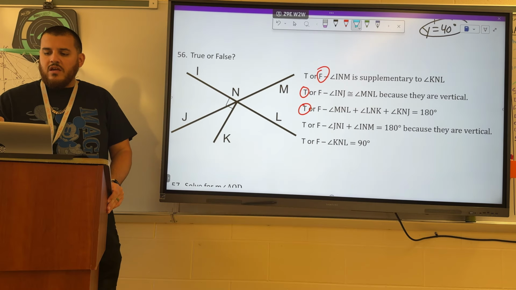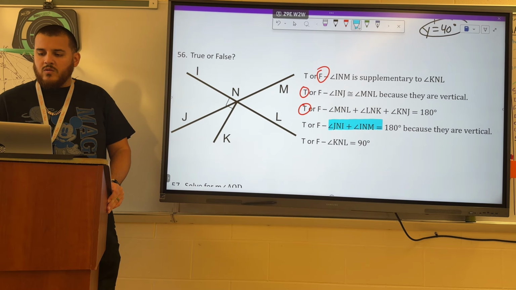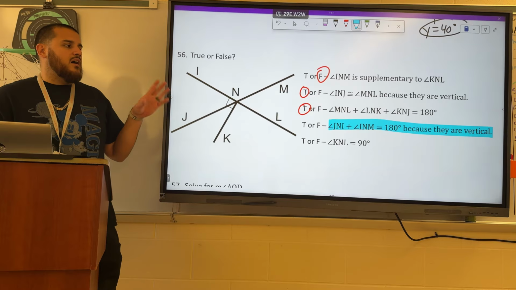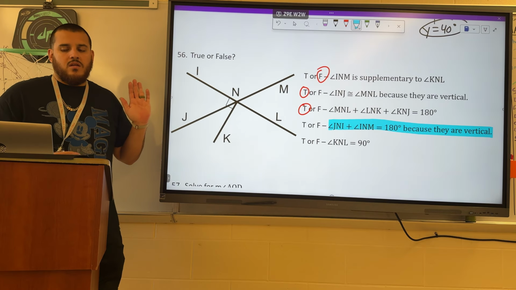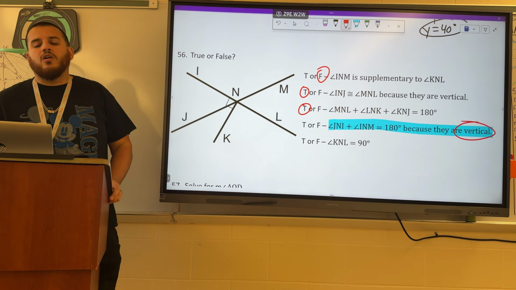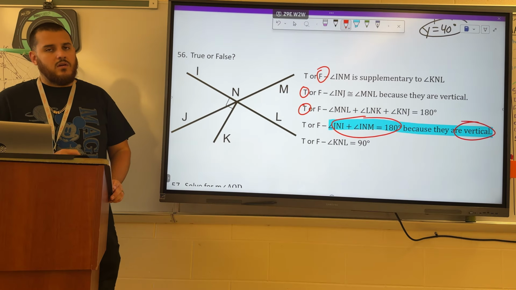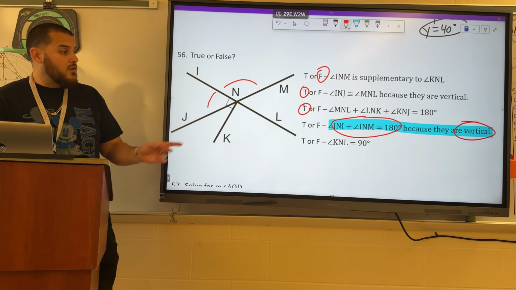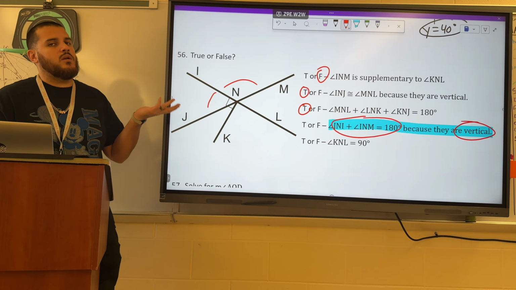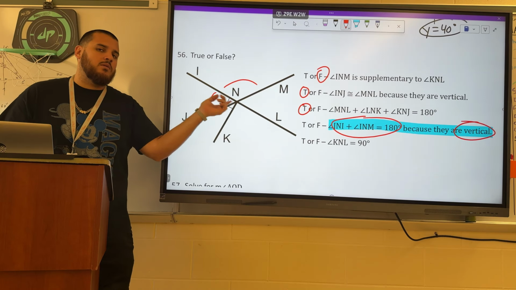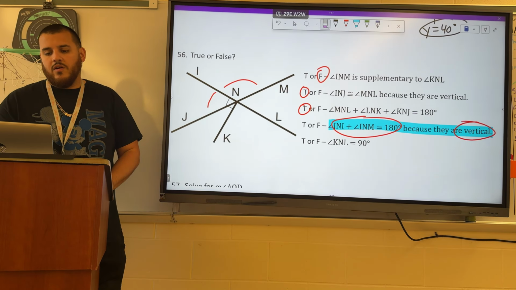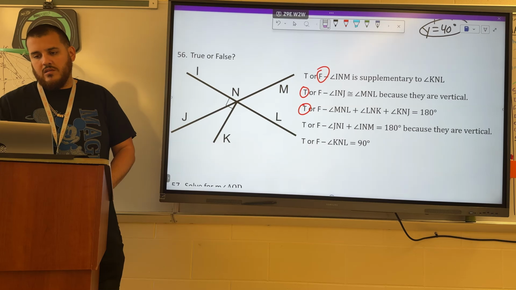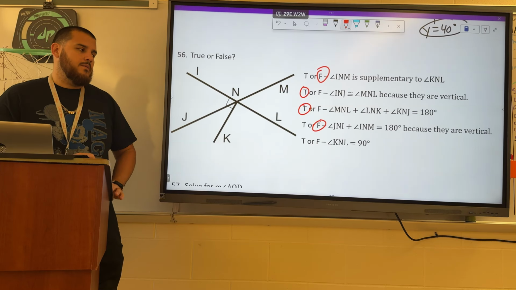Next up, we have INJ plus INM equals 180 because they're vertical. I don't even have to look at the figure. Vertical angles are congruent. They don't add up to 180. So even though these specific angles in here, JNI and INM, do add up to 180, they don't add up to 180 because they're vertical. They add up to 180 because they're a linear pair. Vertical angles are congruent to each other, not supplementary, so that's false.